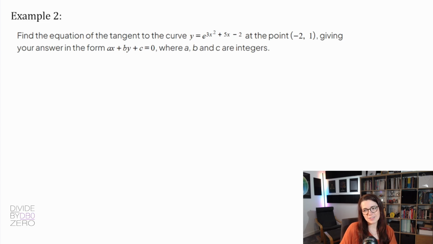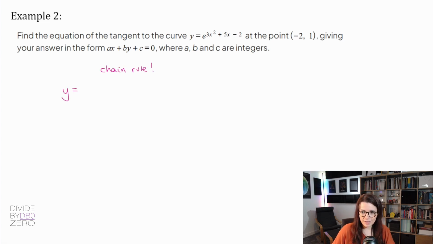Example 2. Find the equation of the tangent to the curve y equals e to the power of 3x squared plus 5x minus 2 at the point negative 2, 1. Giving your answer in the form ax plus by plus c equals 0, where a, b, and c are integers. So for this one, I'd jump straight into a chain rule.